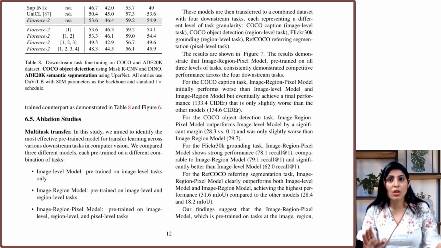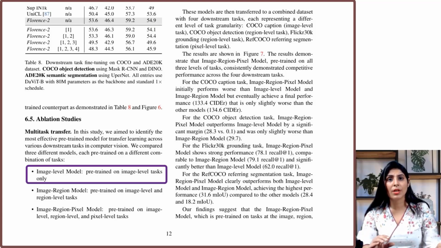Okay, so the next one is ablation studies. In this study the goal was to find out which pre-trained model works best for transferring knowledge to different types of tasks in computer vision. 3 models were compared, each pre-trained on different combinations of tasks. So the first one is the image level model. This model was only pre-trained on tasks related to understanding the images broadly, like image classification tasks.